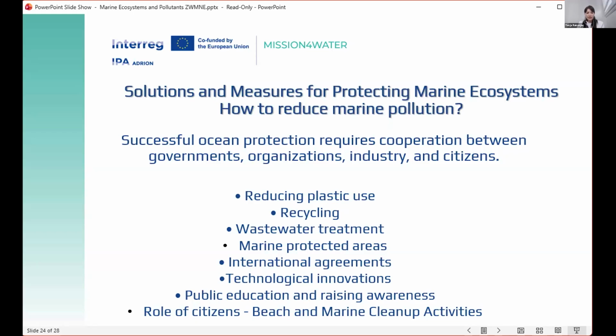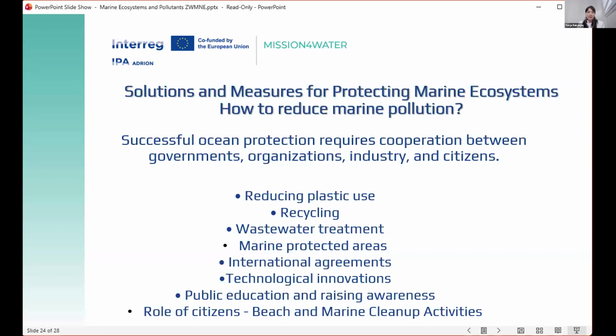The second step could be recycling. Proper waste separation and recycling help reduce the amount of plastic and other materials entering the environment. Developing efficient waste management systems is an important step in protecting the oceans. Also, we should always consider wastewater treatment before it is discharged into rivers and sea. Wastewater should always undergo treatment processes, because this process removes harmful chemicals, bacteria, and pollutants that can threaten marine organisms.